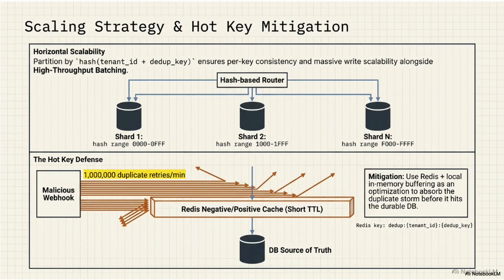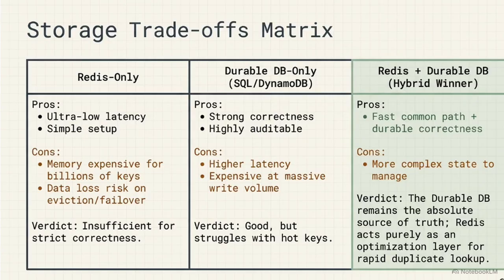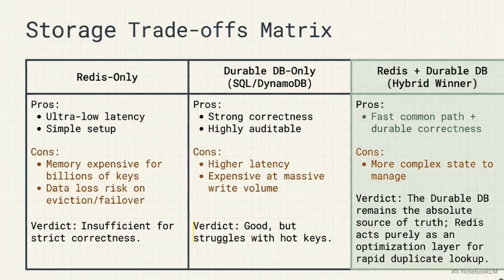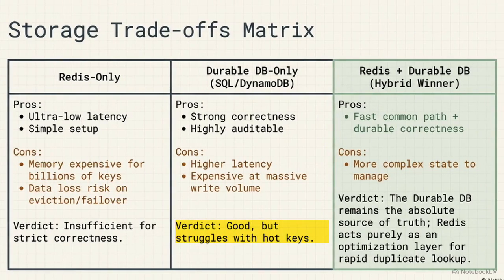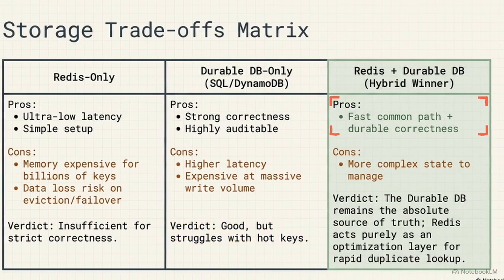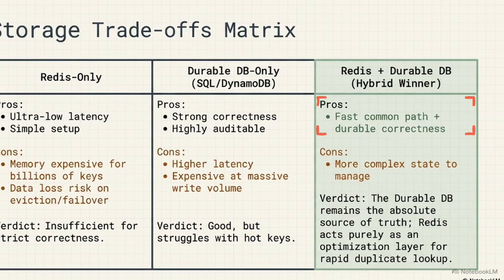When the duplicate storm hits, Redis absorbs the millions of retries and rejects them in memory, long before they can touch the durable database. This trade-offs matrix compares our options. A pure Redis approach lacks strict correctness and risks data loss on eviction. A pure SQL approach provides correctness but struggles with high-volume hotkeys. The hybrid setup in the right column gives us the fast common path for absorbing traffic spikes while maintaining the durable database as the absolute source of truth.